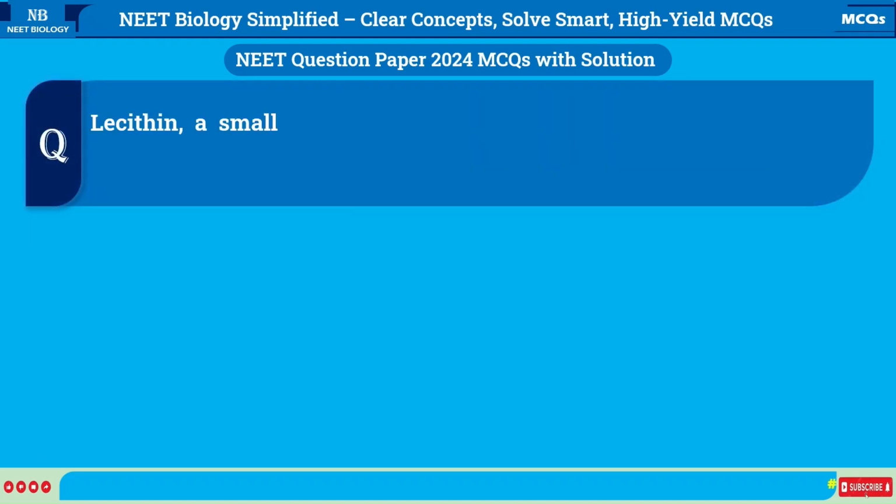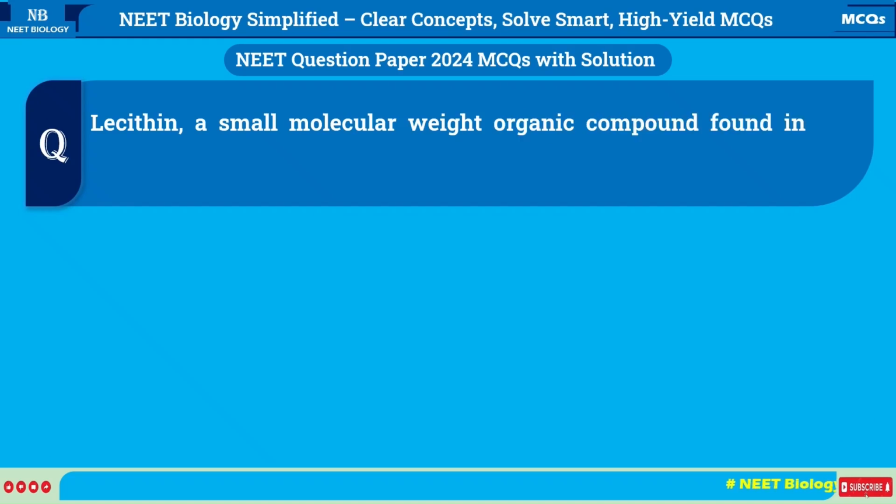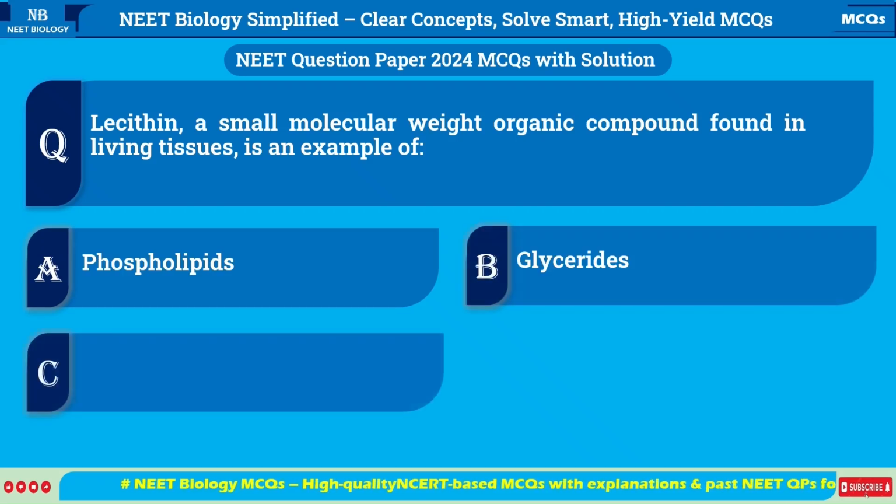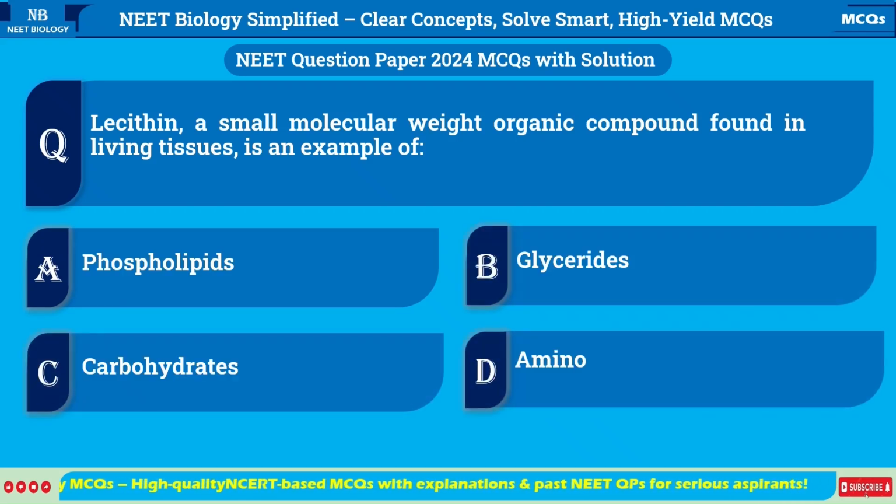Lecithin, a small molecular weight organic compound found in living tissues, is an example of: A. Phospholipids. B. Glycerides. C. Carbohydrates. D. Amino acids.